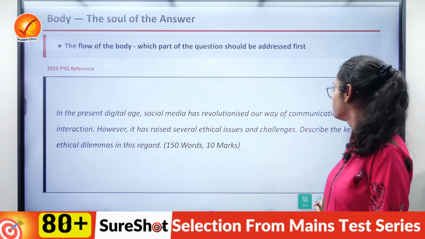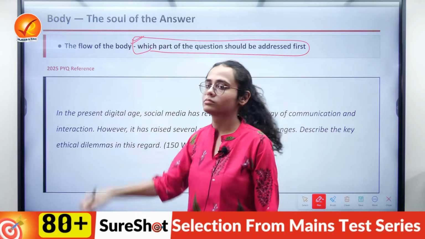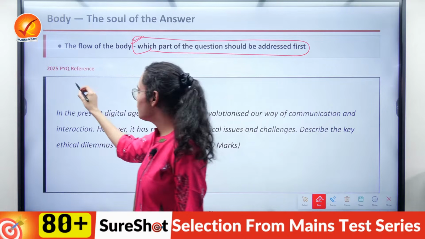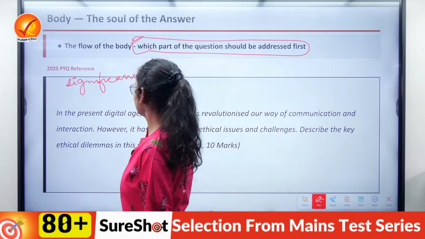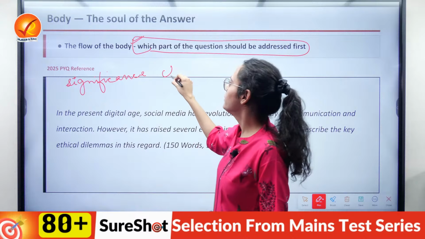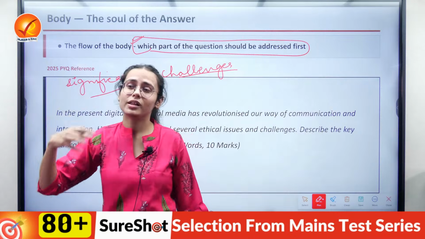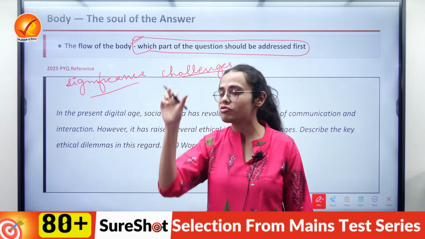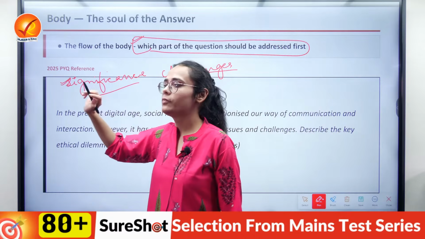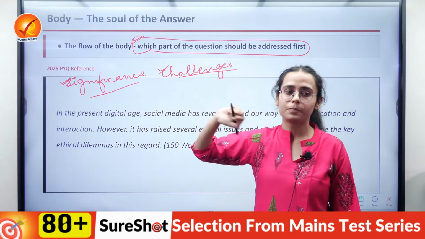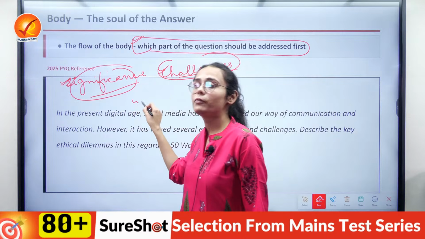The flow of the body. Which part of the question should be addressed first? Like a question might have 2 things. For example, we will be discussing the reference question as well. Significance and challenges. Now the question has to be logically aligned. Your answer has to be logically aligned. The structure of the answer should be logical. Like if a question is asking what is the significance and what are the challenges associated with it, you cannot write challenges first and then significance and then way forward.